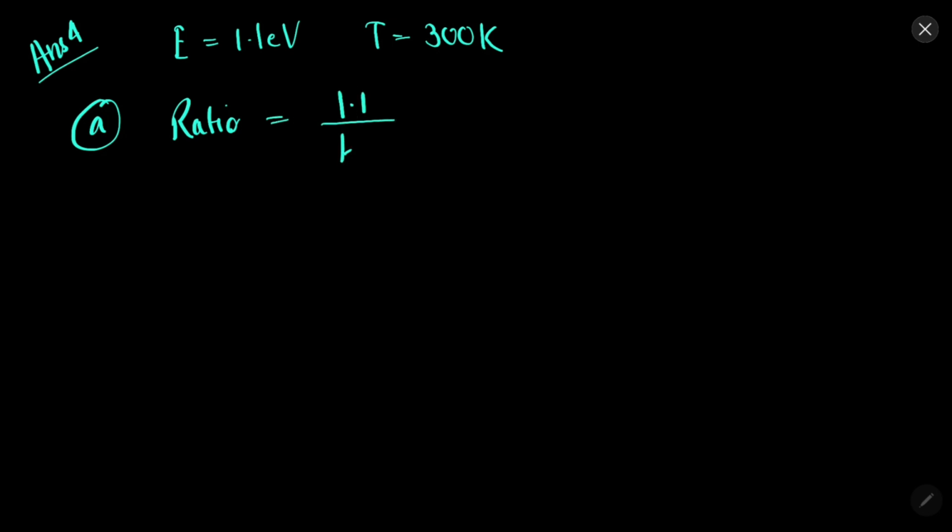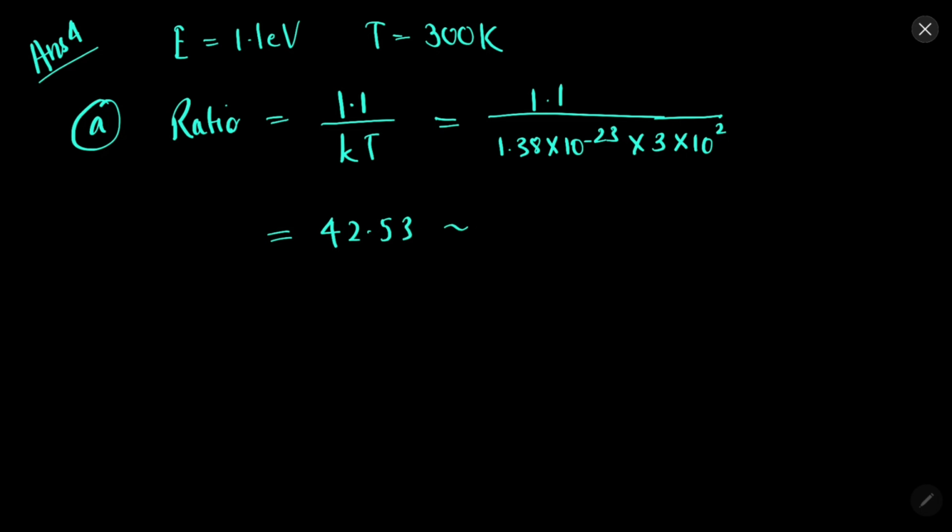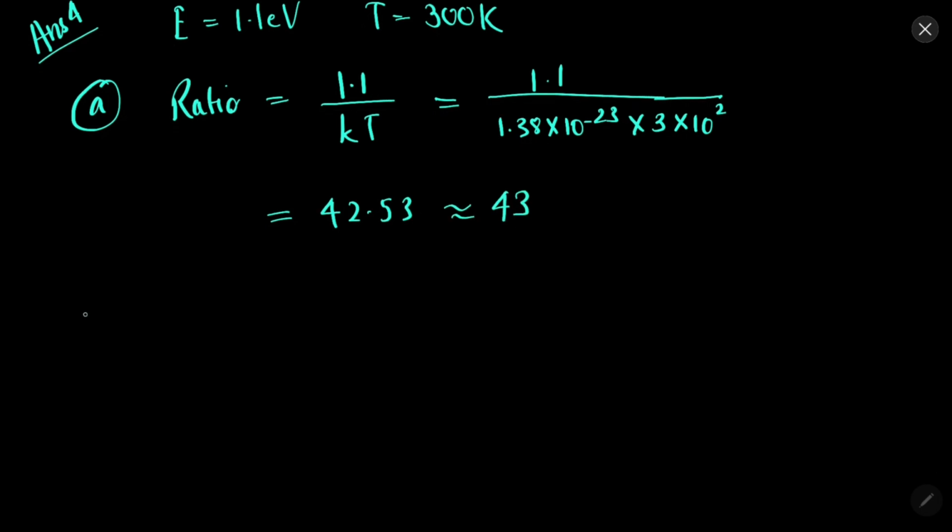So band gap over kT: 1.1 over 1.38 into 10 to the power minus 23 into 300, that is 3 into 10 to the power 2 Kelvin. So we will get 42.53, or approximately 43. Now if the ratio is 4.253, so 1/10 of 42.53 is 4.253.